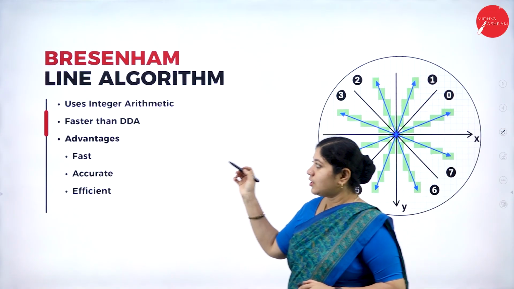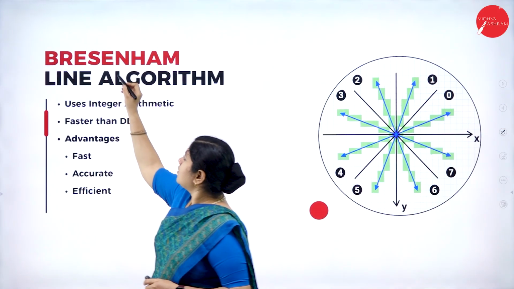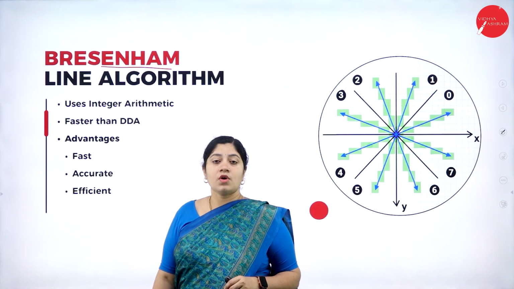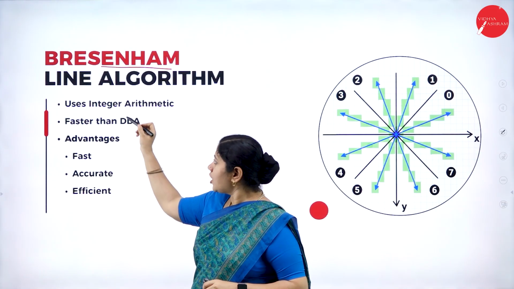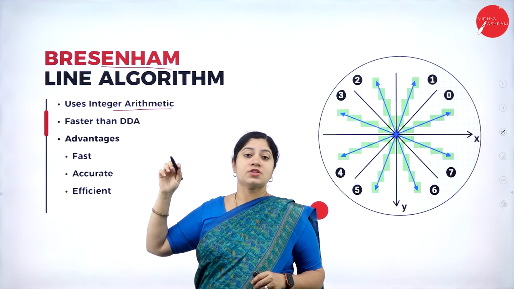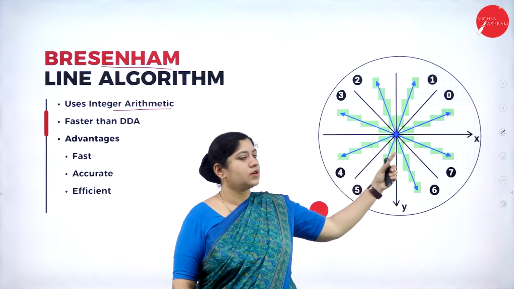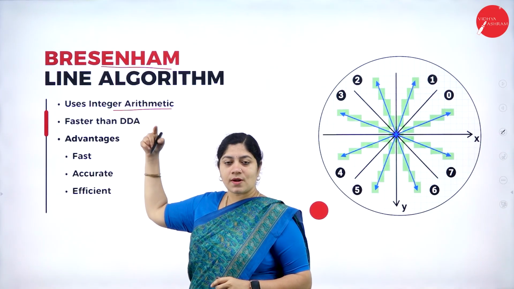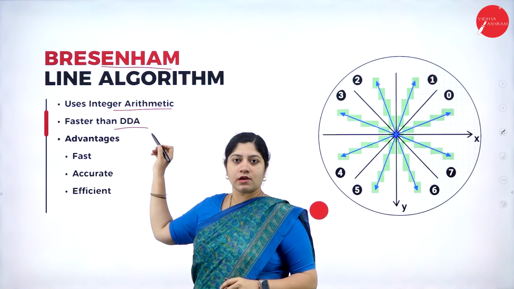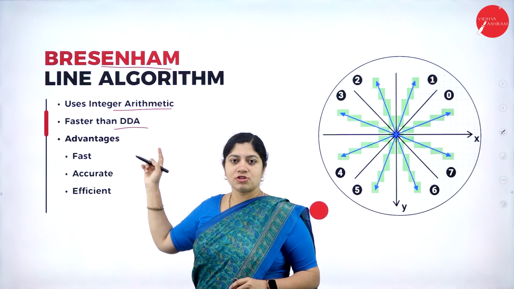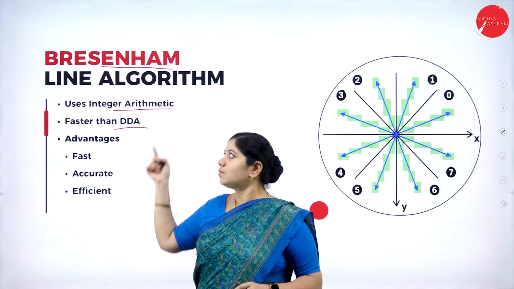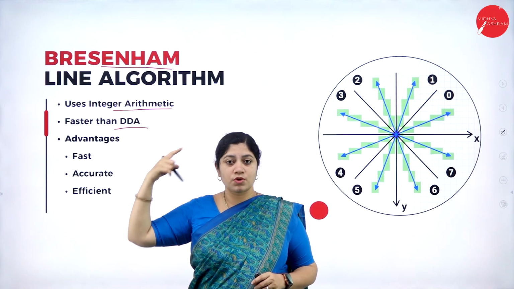So now let's go with the next type, that is Bresenham line algorithm. So what is this Bresenham? It uses an integer arithmetic in order to draw the lines, and it is faster compared to our previous line drawing algorithm, that is digital differential analyzer. So which is the fastest under line drawing algorithm? Our Bresenham algorithm is the fastest.